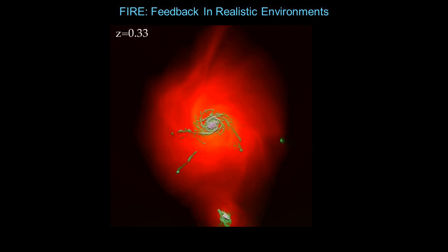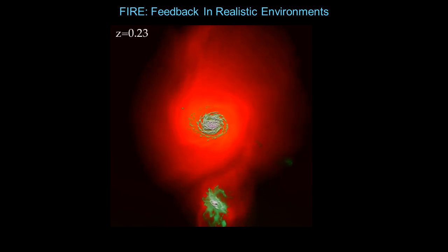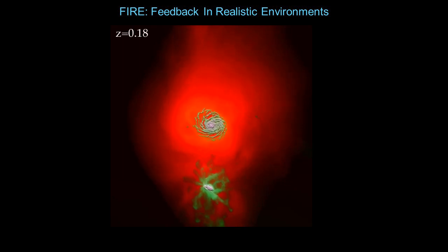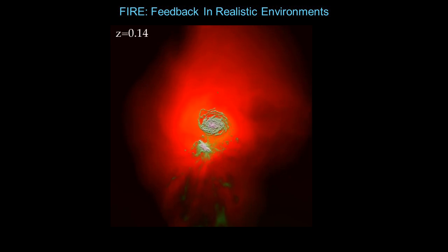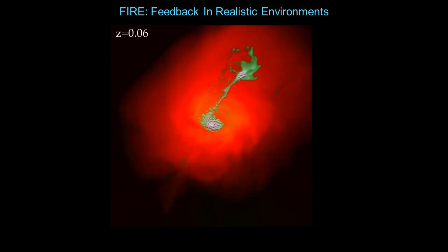And this is part of a team called FIRE, Feedback in Realistic Environments. It's a team of astronomers at multiple universities and institutions around the country. And here we have another spiral galaxy that's forming, and it's about to merge with and collide with this one. And you can see that the merger can take multiple orbits, meaning it passes through and then it'll fall back down.